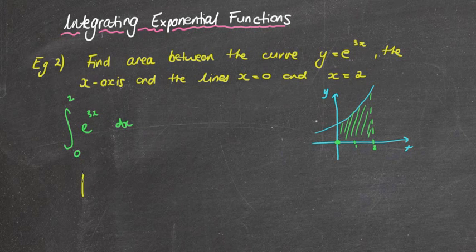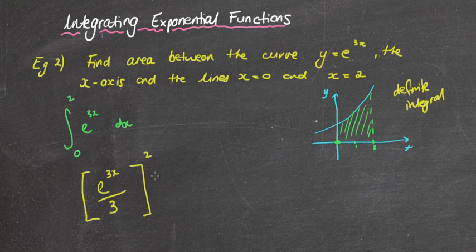Okay, but we're going to be putting it in our square brackets because remember we call this a definite integral, because I'm going to come up with a definite value. There are bounds there. So we've got e to the power of 3x over, and then I'm going to come up with, well, if I differentiate 3x, we get 3, so I'm going to divide by 3. And I'm going to put that there as 2 and 0.